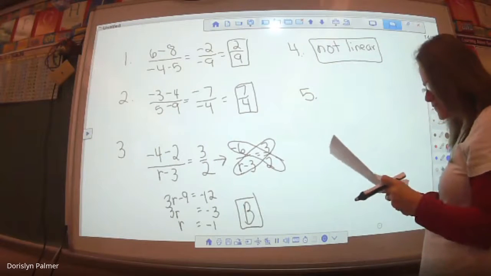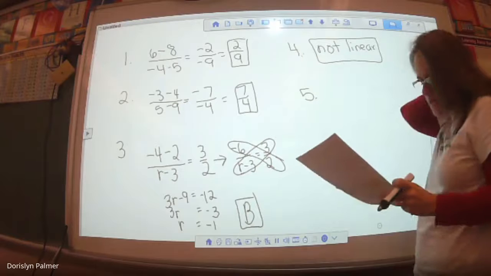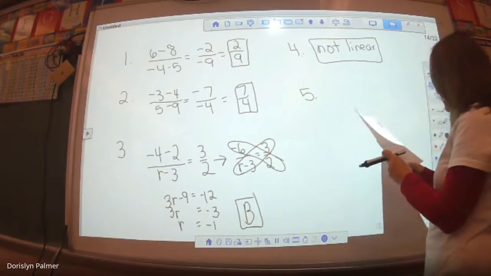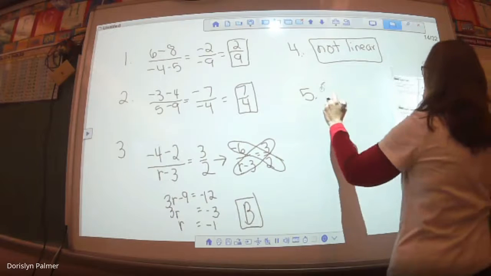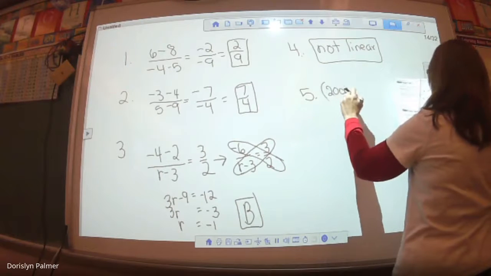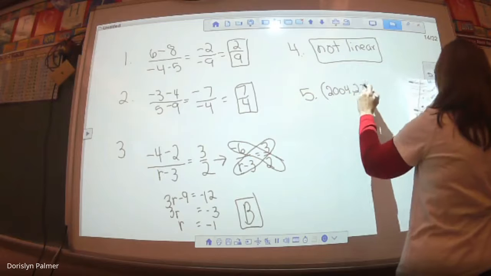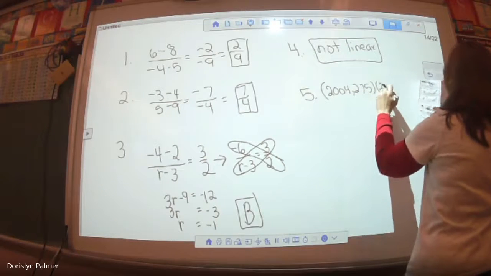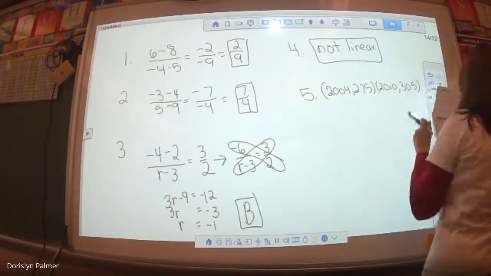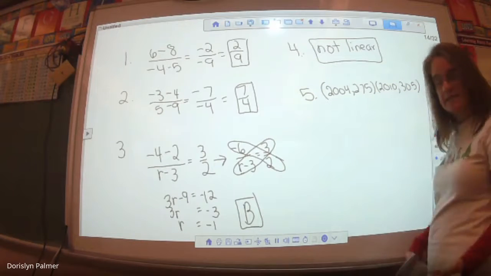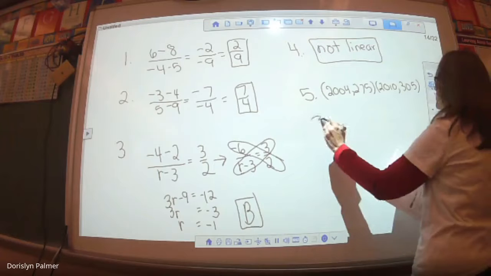Number 5, in 2004, there were approximately 275 students in the band. So that's 2004, 275 students. In 2010, there were 305. Find the annual rate of change. Basically, they're asking for slope, right? Find the rate of change.